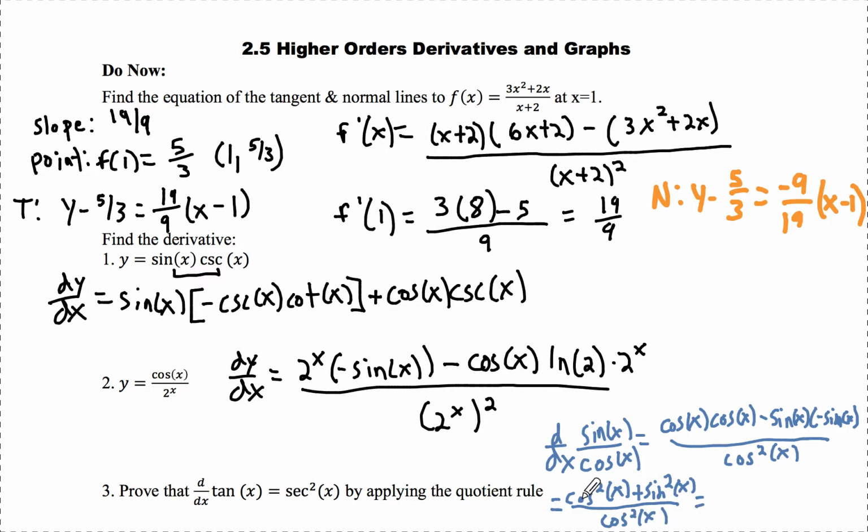All right. Cosine squared plus sine squared. Hey, there's a Pythagorean identity. That is just 1 over cosine squared of x. 1 over cosine, that's the same thing as secant. This is 1 over cosine squared, so this is going to be secant squared of x. And there we go. That proved using the quotient rule that the derivative of tangent of x is secant squared of x. Cool.